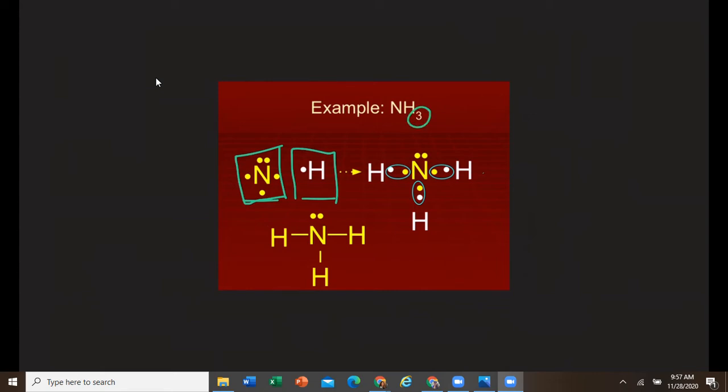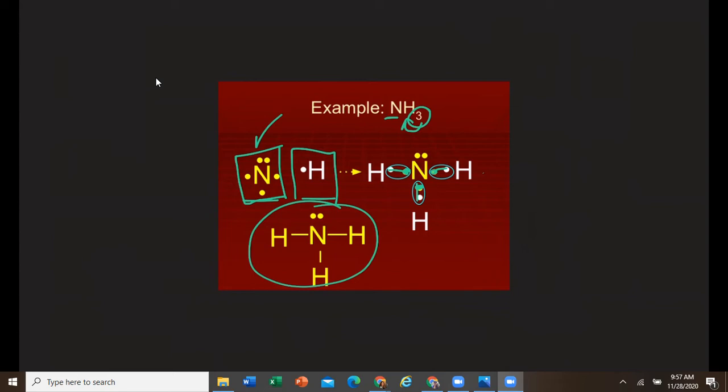Don't forget, these little subscripts go to the element right in front. And if there's no subscript, that means only 1. So we have 3 hydrogens and 1 nitrogen. We're going to put nitrogen in the center because it's the most unique. We're going to draw the hydrogens matching up to each of the single electrons on nitrogen, and then we're going to see that they bond, bond, bond, and that's it.